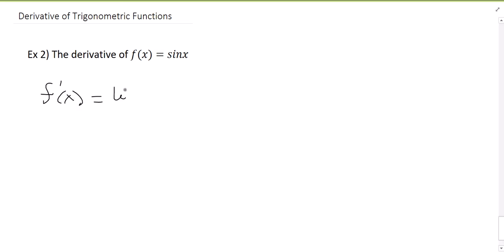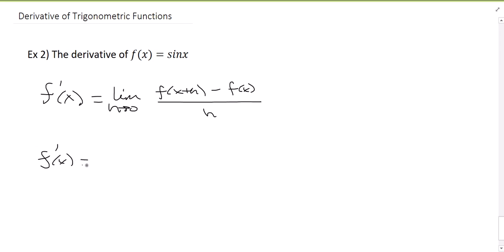being the limit as h goes to 0 of f of x plus h minus f of x all over h, right? This is our standard definition of the derivative to come up with the derivative as a function. So for our particular function, f prime of x is the limit as h approaches 0 of f of x, where f of x is sine x. So wherever we see an x, we're going to put in x plus h. So this is going to be sine of x plus h minus f of x. f of x is just sine of x, all over h.